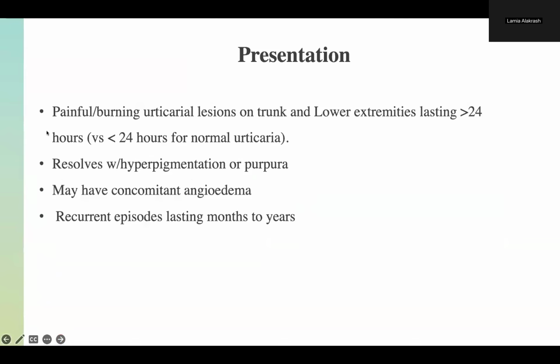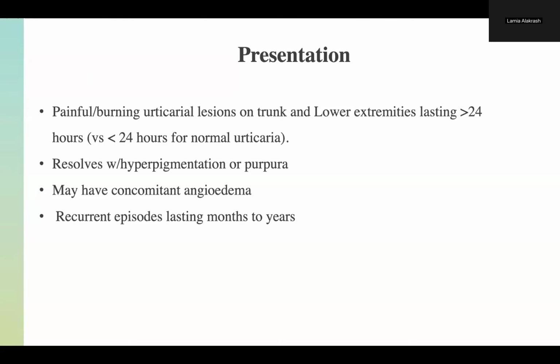Usually it presents with painful, burning urticarial lesions rather than the itchy skin lesions seen in normal urticaria. Usually it's distributed on the lower extremities and the trunk. Another differentiating feature is that it lasts for more than 24 hours, as compared to normal urticaria, which tends to resolve in less than 24 hours. Again, another clue is that usually it resolves with hyperpigmentation or purpura. However, sometimes it will not; it's not the standard.